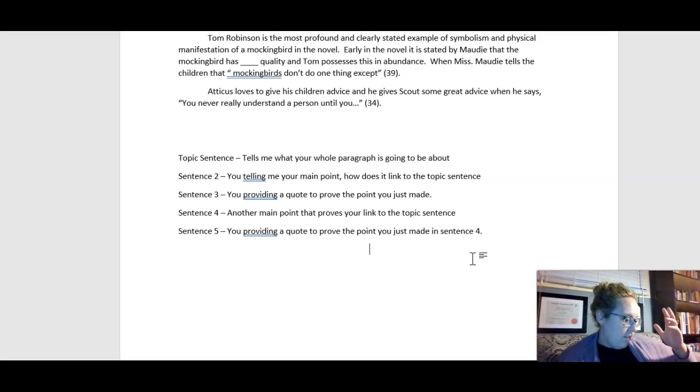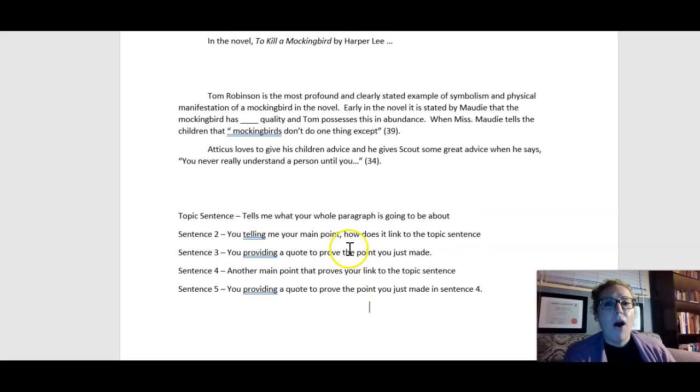Then I'm going to have another paragraph, and maybe I'm going to pick, who else? Boo Radley. Boo Radley is going to be my second example, and how is he like a mockingbird or symbolic in this story? And then maybe Dolphus Raymond, because he doesn't hurt anybody. He just goes about his business. Or maybe it's somebody else who you think is a mockingbird in this scenario. Maybe it's Atticus. I don't know who you're going to pick. That is up to you.